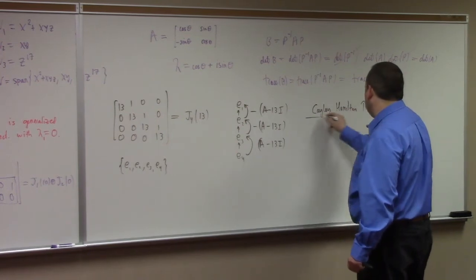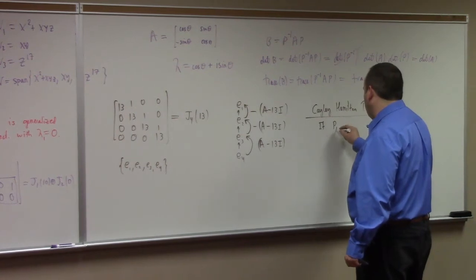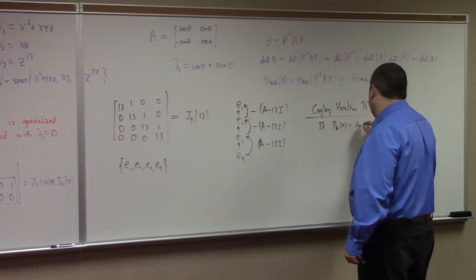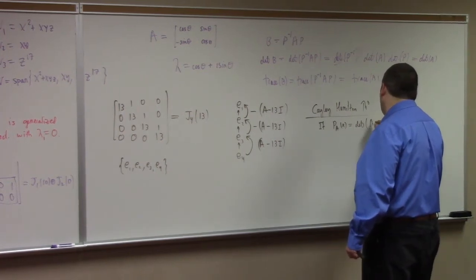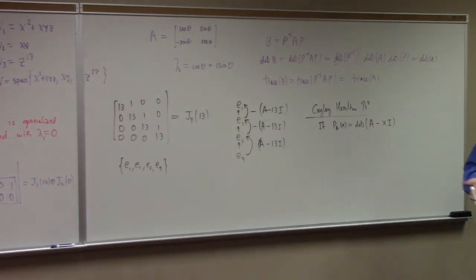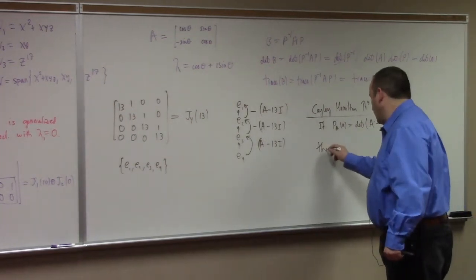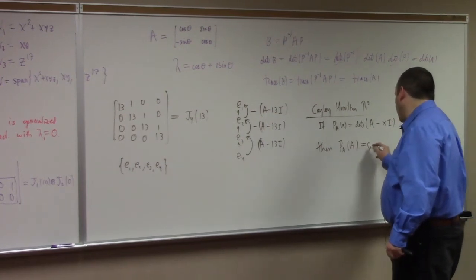What it says, something pretty interesting, is that if we have P sub A of x equal to the determinant of A minus xI, in other words, the characteristic polynomial, which you guys have been working on, where we look for zeros and those are our eigenvalues, well, here's what the Cayley-Hamilton theorem says: P_A of A is equal to 0.